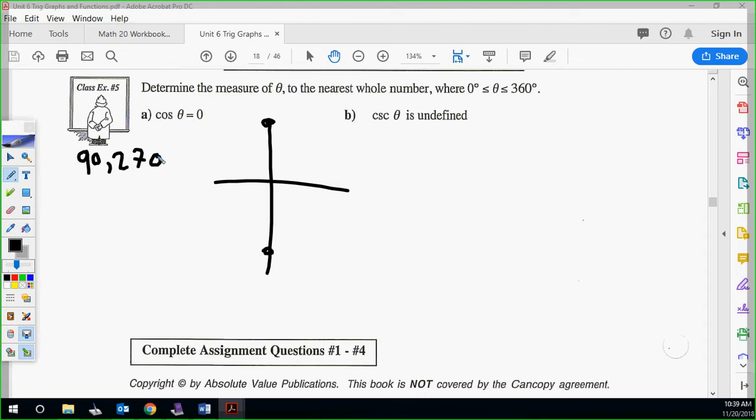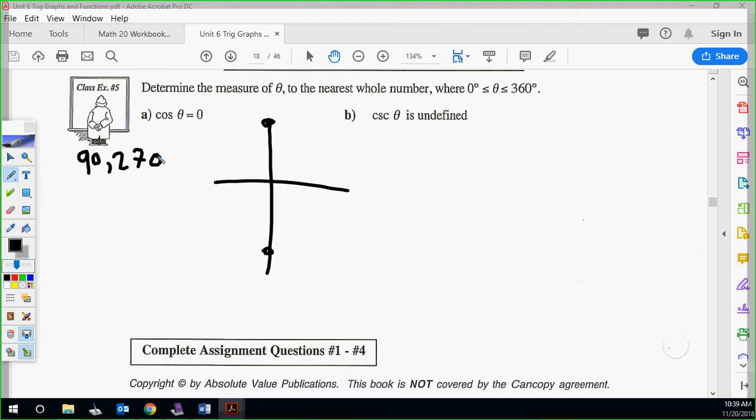Okay. What does this do? I forget. What does it do when you do inverse cos of 0? Does it tell you 90? Yeah, 90. Okay, so now it's saying cosecant is undefined. What does that mean?